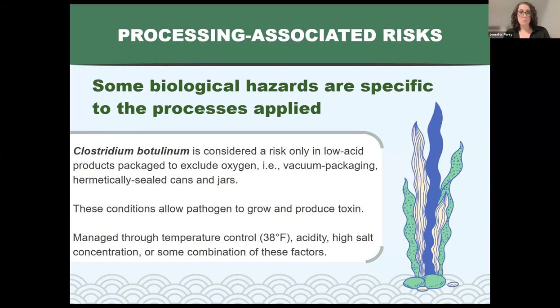Non-proteolytic Clostridium botulinum, one of the two main subgroups, is actually able to germinate and produce toxin at temperatures as low as 39 degrees Fahrenheit. So if this is part of a control strategy, the temperature has to be monitored and maintained at all times under 38 degrees Fahrenheit or 3.3 degrees Celsius. And this can be combined with high acidity, so low pH, or high salt levels, which together will prevent the germination of those spores.